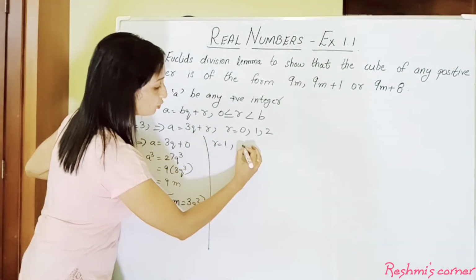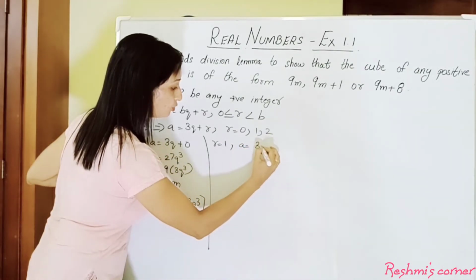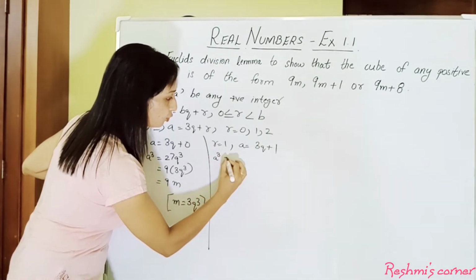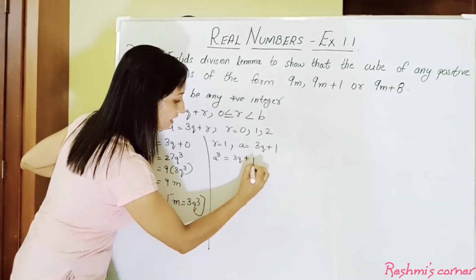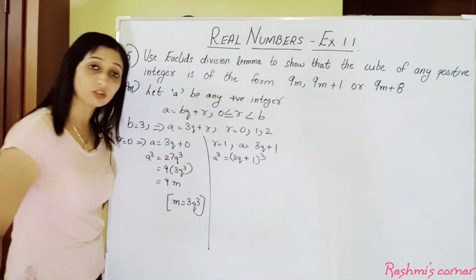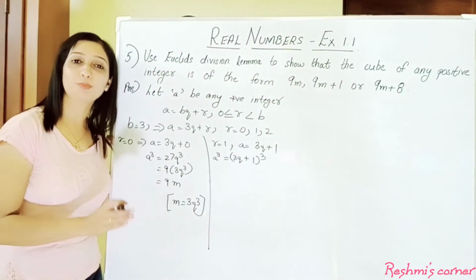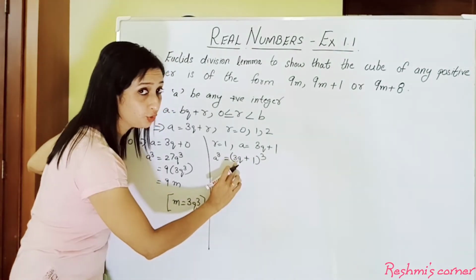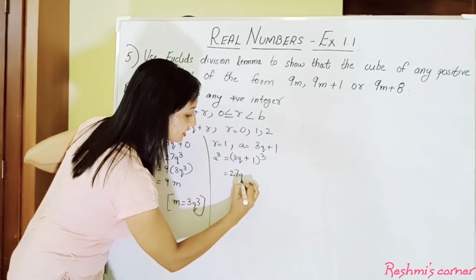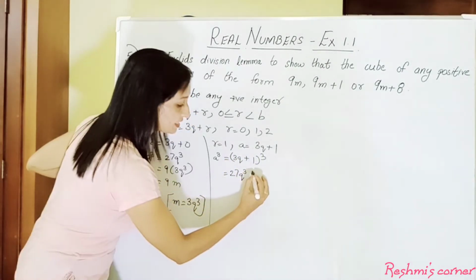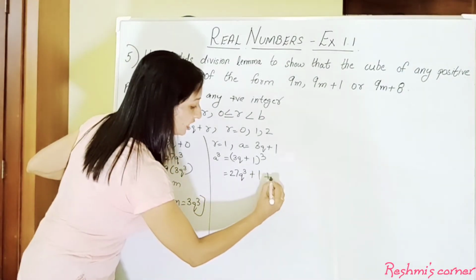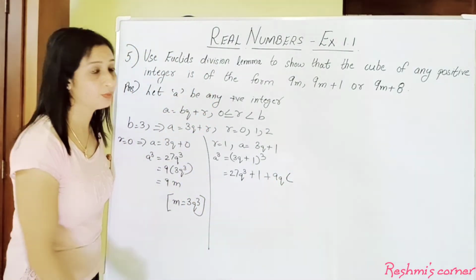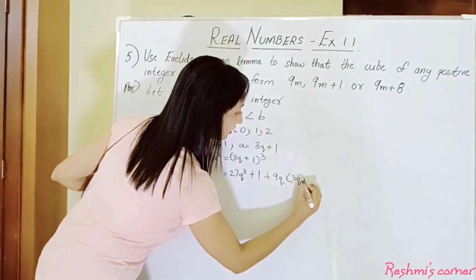What happens when r is equal to 1? You get a is equal to 3q plus 1. Now we are going to find the cube. So a cube is equal to 3q plus 1 the whole cube. Now what is a plus b the whole cube? a cube plus b cube plus 3ab into a plus b. So we are going to expand this. 3q the whole cube, which is 27q cube, plus b cube is 1, 3ab, that is 9q into a plus b, which is 3q plus 1.